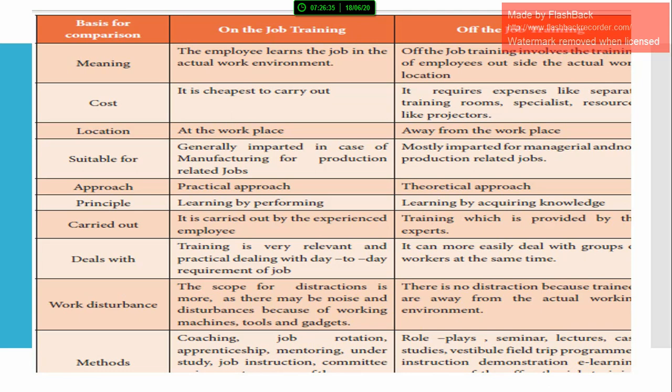So what are the methods? On the job training methods to teach employees are coaching, job rotation, apprenticeship, mentoring, understudy, and job instruction and committee. In off the job training, you can use role play, seminars, lectures, and field trips. Like that we can give training to our employees. So this is the difference between on the job training and off the job training.